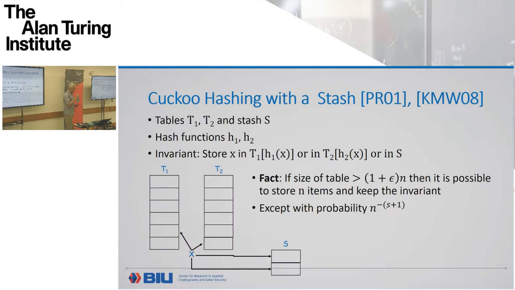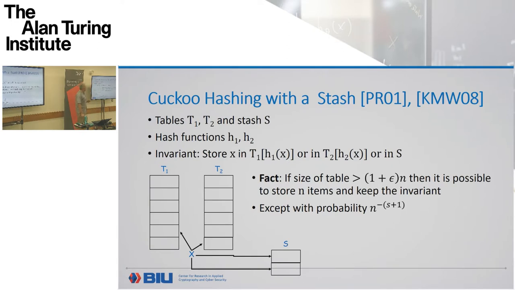So here is where Cuckoo hashing comes to help us. Cuckoo hashing is a very useful tool which was designed by Rasmus, Pagh and Rodler in 2001. And the version I talk about here is by Kirsch, Mitzenmacher, and Wieder. The idea is the following. Instead of just throwing n items to a table of size n, in which case a bin might have many items, I have two tables, each one of them of size n, and also a stash, which will be very small, like two or three items. And I have a hash function associated with each table, h1 for T1 and h2 for T2.